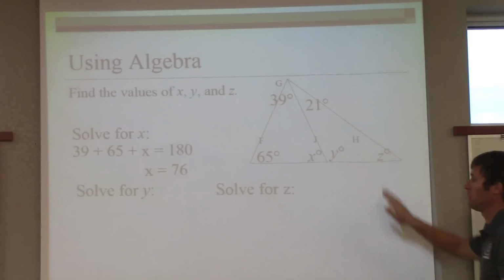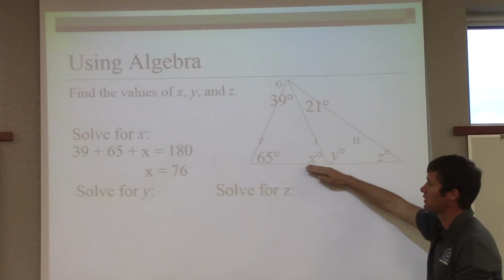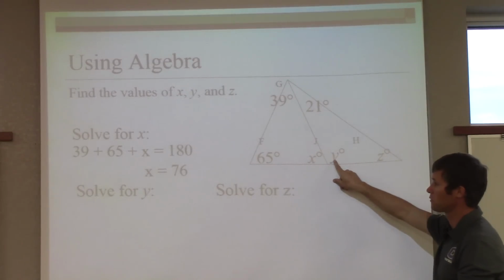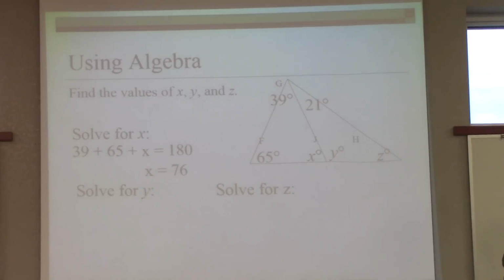Solve for Y. Well, look at X and Y. What do X and Y add up to? They form a straight line. So you know X plus Y would equal 180 degrees. Or 76 plus Y equals 180. Subtract it, so Y would equal 104.